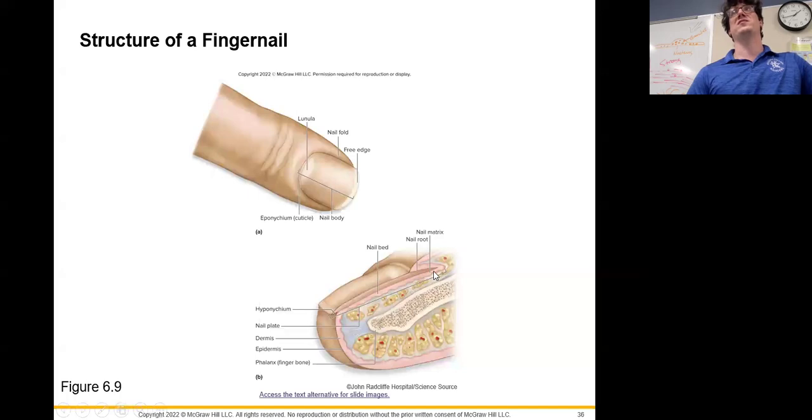The actual nail matrix starts way back here. So our nails have a root where we go underneath the cuticle of our nail. Okay. Now we also have this kind of half moon shaped region right here, this little white spot.